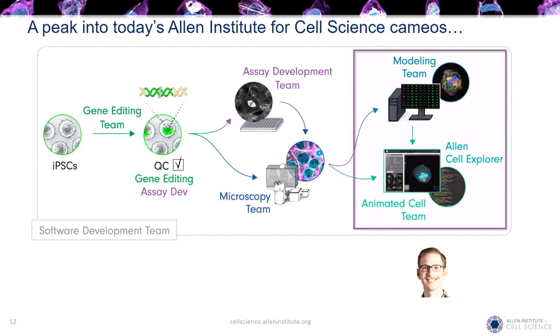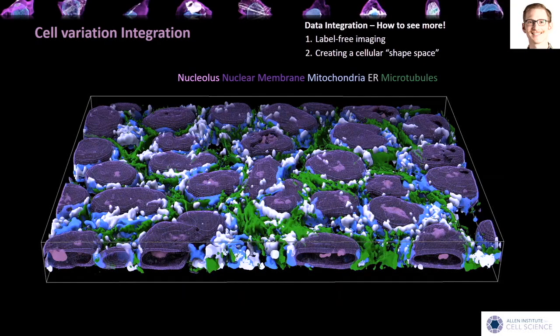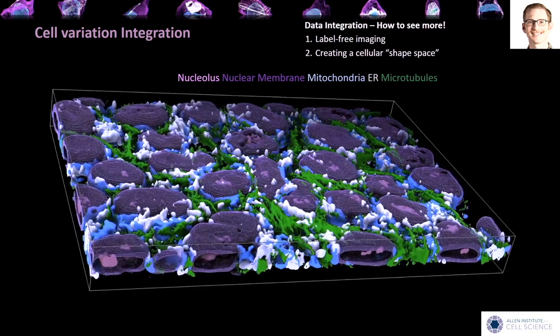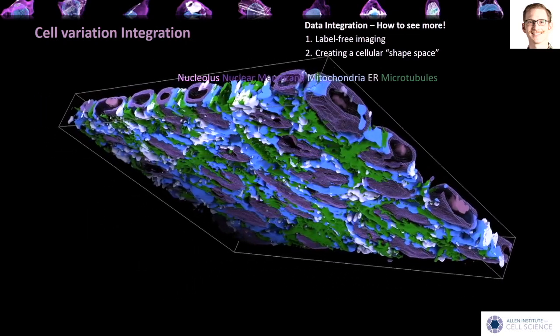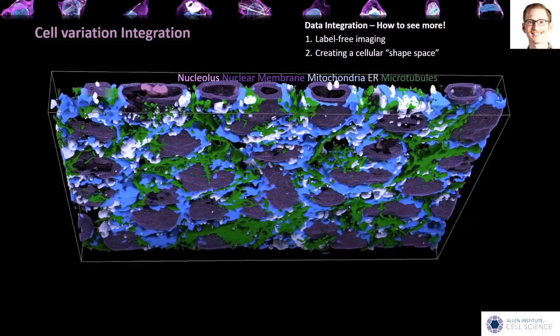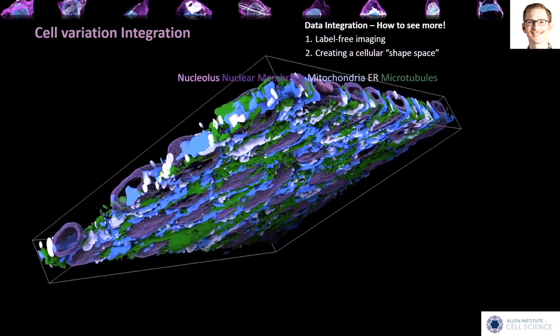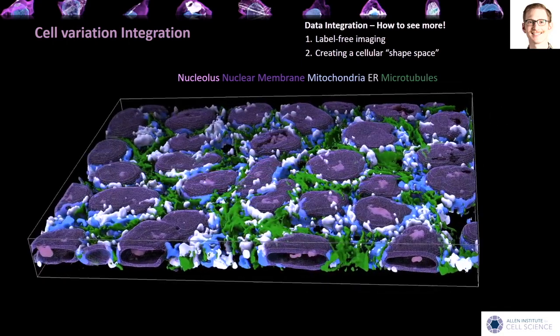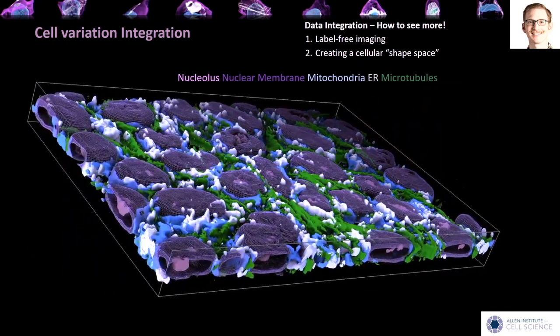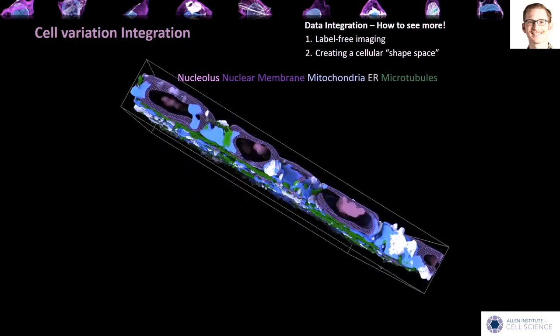Our last speaker today will be Dave. He will be representing the modeling team. And the modeling team is doing fantastic work trying to integrate all this data that we've collected. And here I'm showing you a beautiful animation that was created by the Animated Cell that shows you 6 different structures all at once in the same cells. So they will be talking to you about why we want to integrate all of this data together. It's obviously to see more within one cell at any given time.